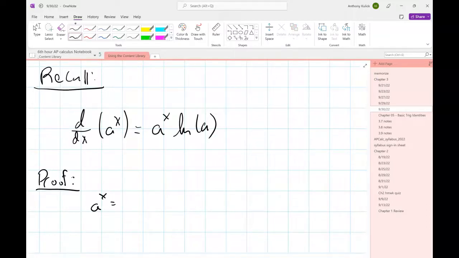I'm going to rewrite a as e to the natural log of a. Notice that's still a, right? And then that's all to the x. So now that's the same thing as a to the x. And I know the exponent of an exponent multiplies. So I know that.